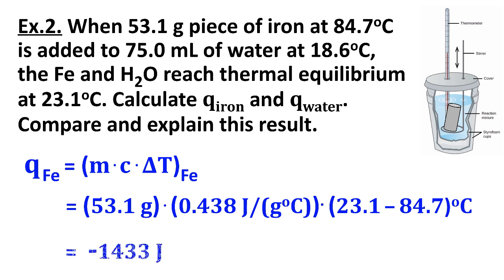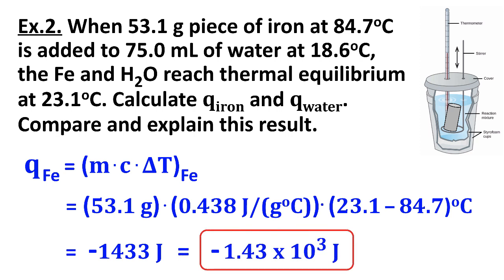When we perform this calculation, the grams and the degrees Celsius cancel, and we get a result of negative 1,433 joules. And if we round that off to the correct number of significant figures and put it in scientific notation, we have negative 1.43 times 10 to the third joules for the heat for the iron. Now, the value for Q is negative. What that means is heat is released or given off. This corresponds to the temperature of the iron decreasing. And this is always going to be the case when the substance has its temperature decrease. It's giving off heat, and you'll have a negative value for Q.